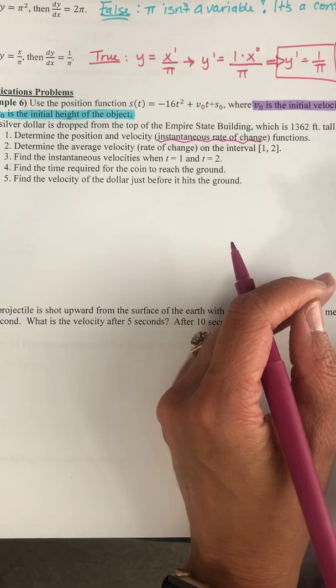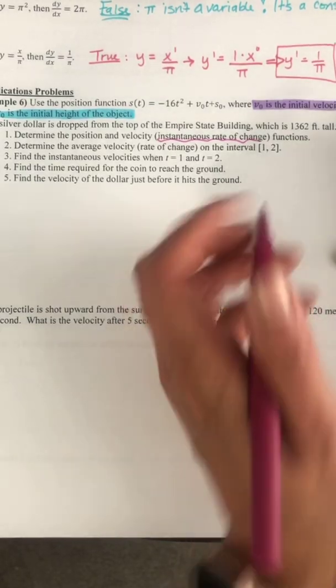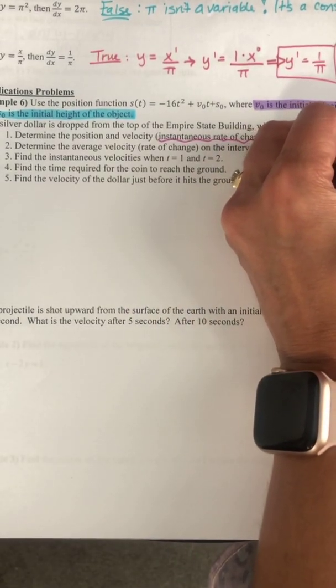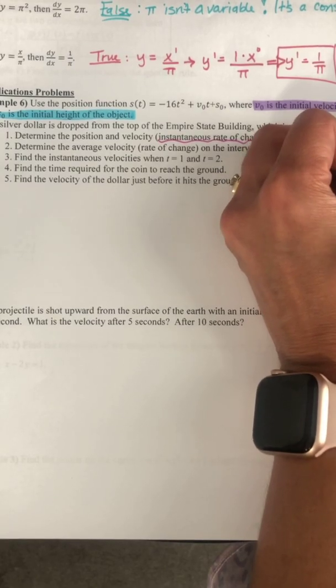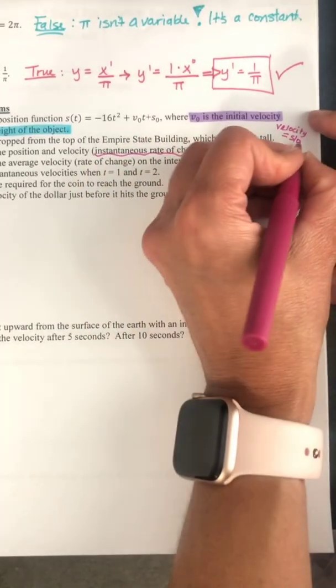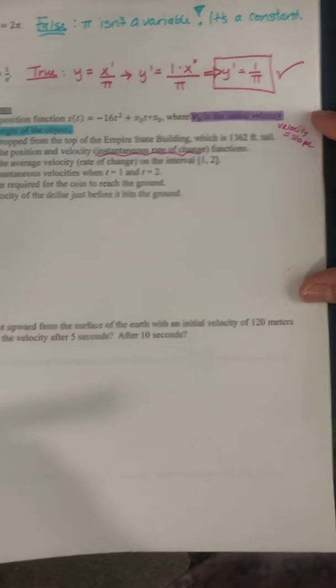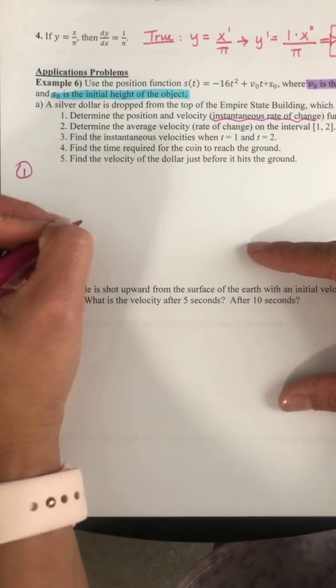Instantaneous rate of change means we're taking a derivative. Remember, velocity equals slope. Oh, you guys can't see, sorry. Okay, so let's start with number 1, numero uno.